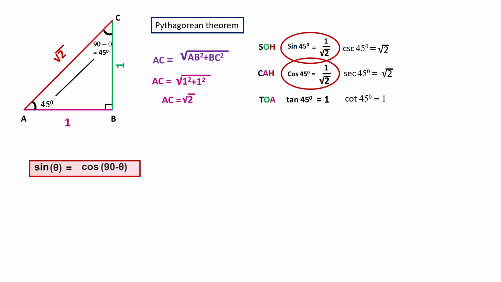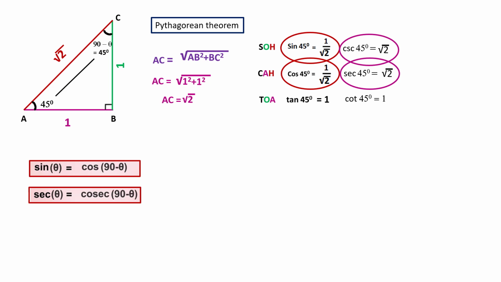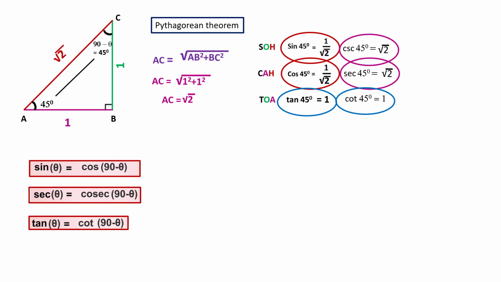And I can also say that secant theta is equal to cosecant of 90 minus theta, because cosecant 45 and secant 45 degrees are root 2, which have the same values. And also tan theta is equal to cot 90 minus theta, because tan 45 and cot 45 have the same values, which is 1. These are known as complementary angles because they are less than 90 degrees.